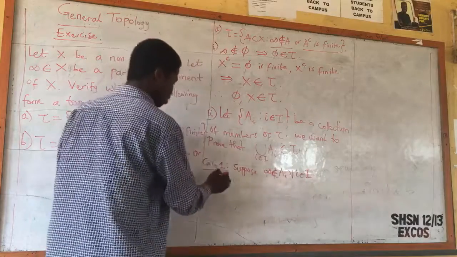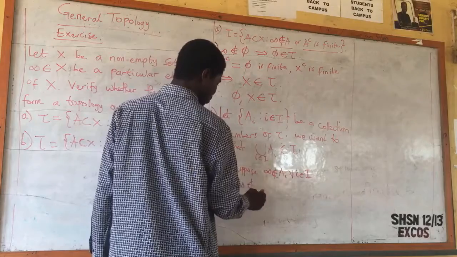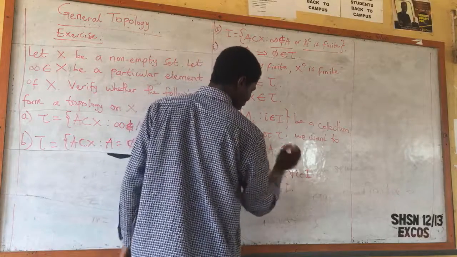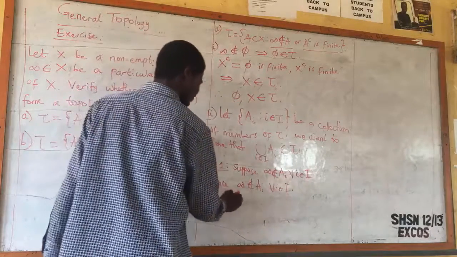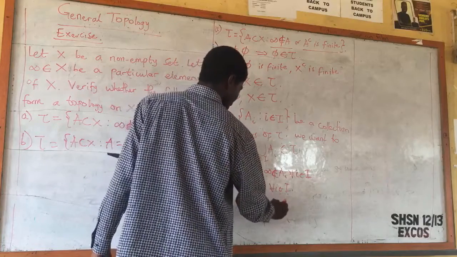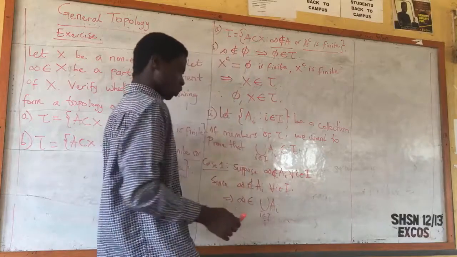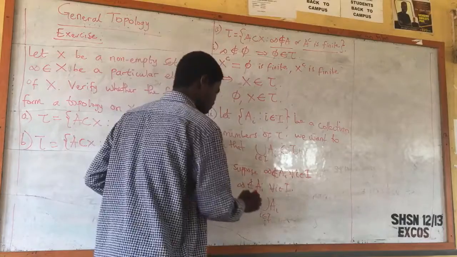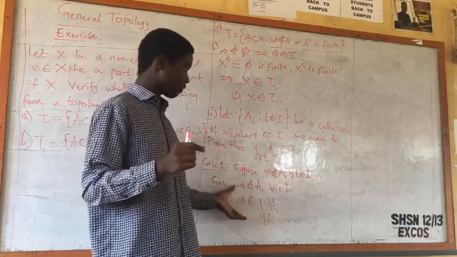So now, since infinity does not belong to any A_i for all i in I, it means that infinity too will not belong to the union. If you take the union of the whole set, infinity will not also be there. Why? Because each of them does not have infinity.